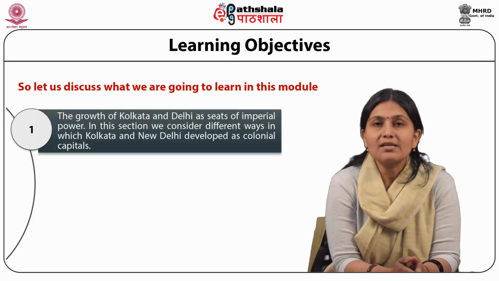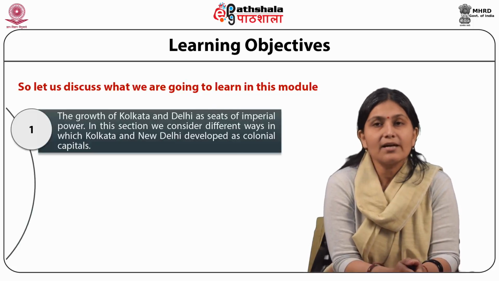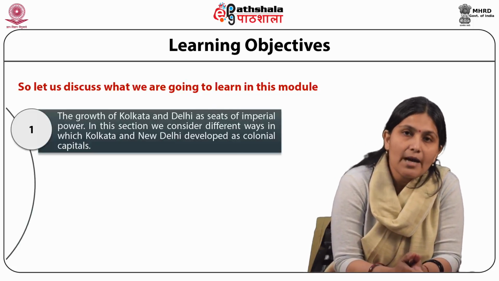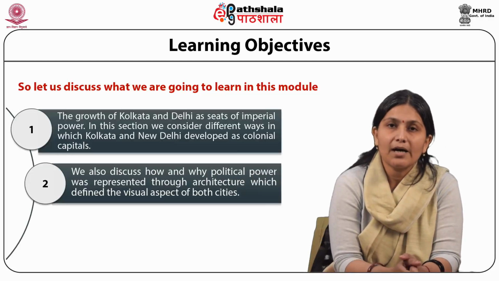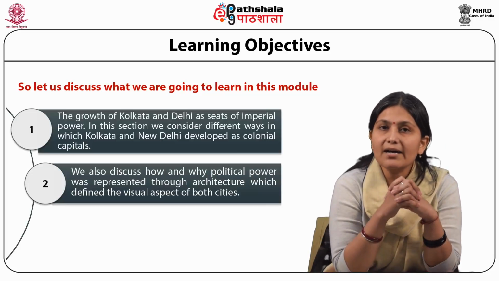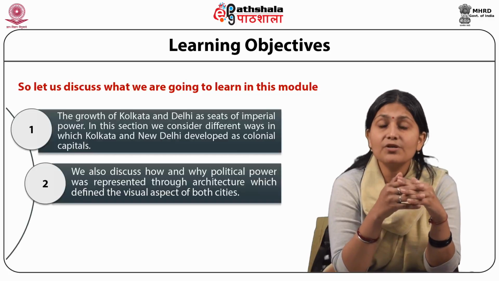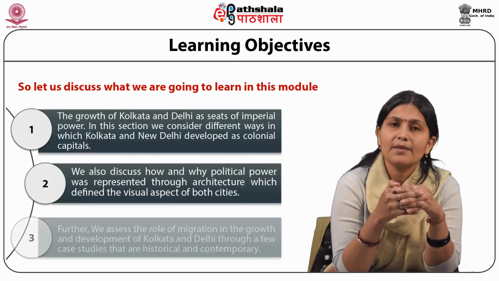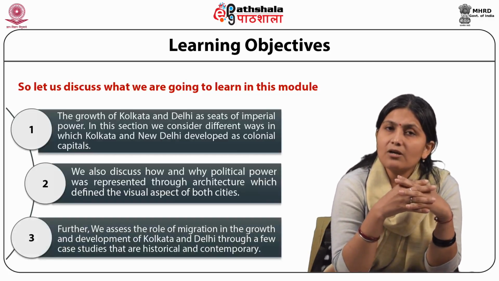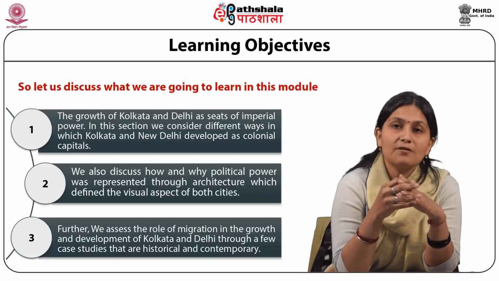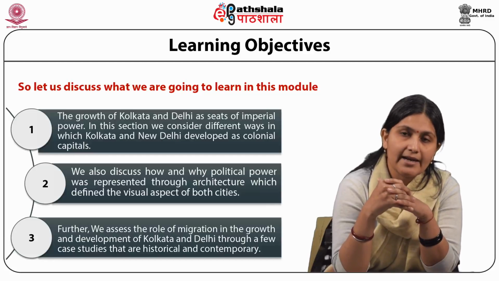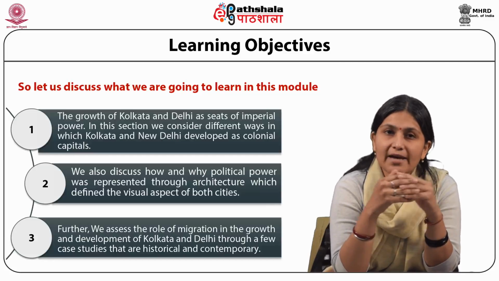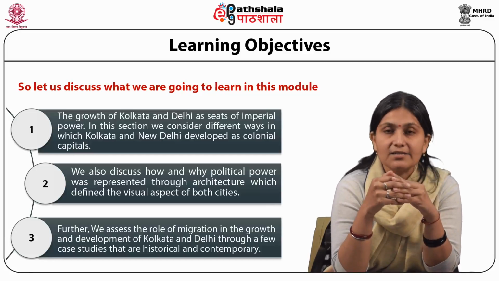In this section, we consider different ways in which Kolkata and New Delhi developed as colonial capitals, and we'll also discuss how and why political power was represented through architecture, which defined the visual aspect of both cities. Further, in this module, we are also going to assess the role of migration in the growth and development of Kolkata and Delhi through a few case studies that are historical and contemporary.